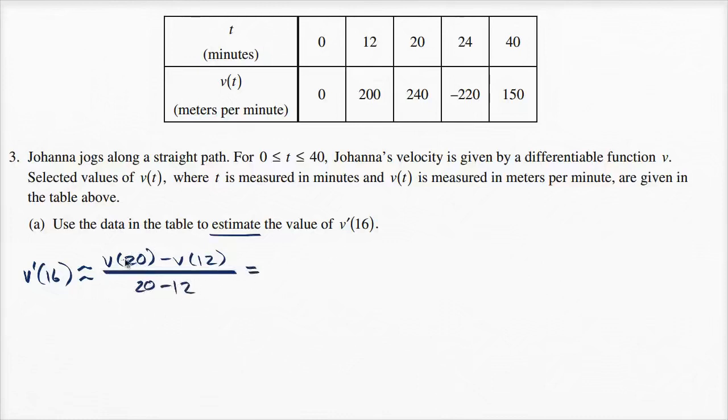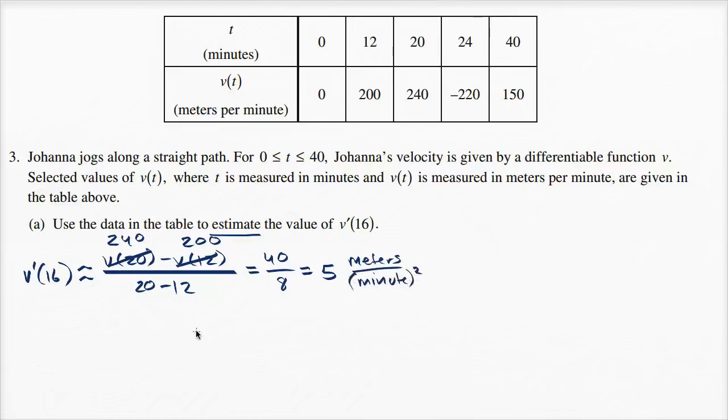So this is going to be equal to v(20), which is 240, minus v(12), which we see right there is 200. And so this is going to be 40 over 8, which is equal to 5. And we would be done. For good measure, it's good to put the units there. So this is our rate, how fast the velocity is changing with respect to time. So the units are going to be meters per minute, so we could write this as meters per minute squared. And we're done.